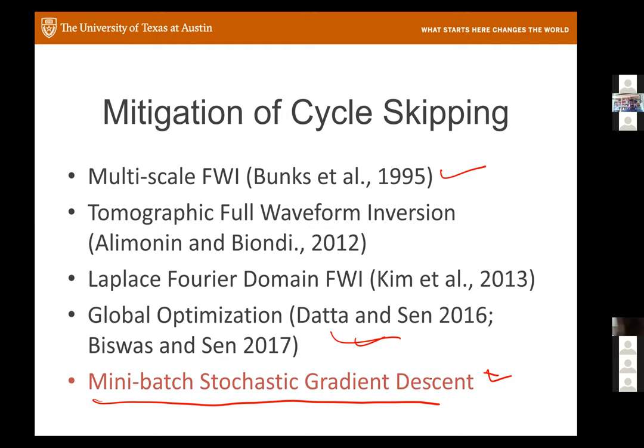This has got great potential. This not only addresses the computational cost and memory issue, but it can also do a much better job than standard gradient descent when it comes to the problem of cycle skipping.